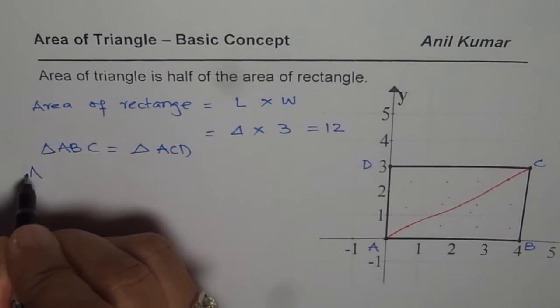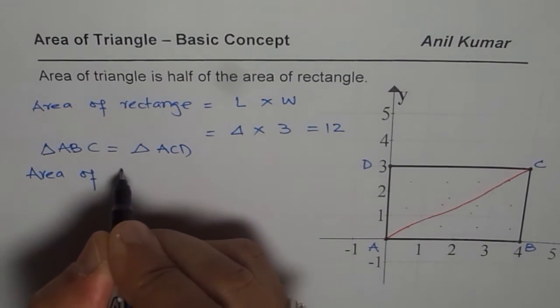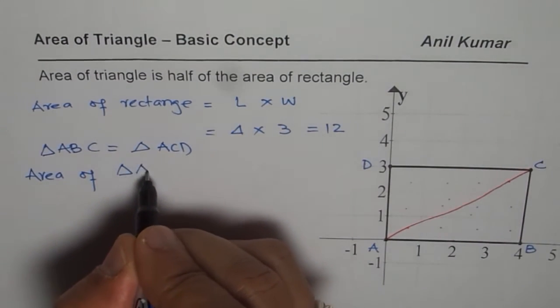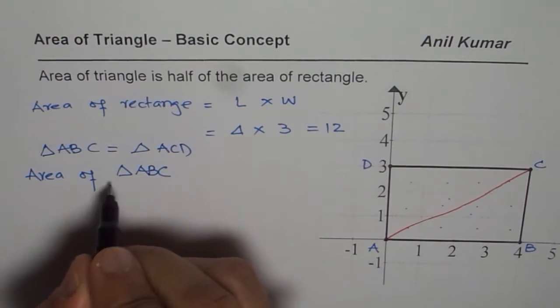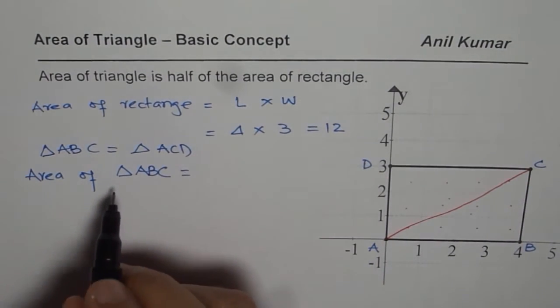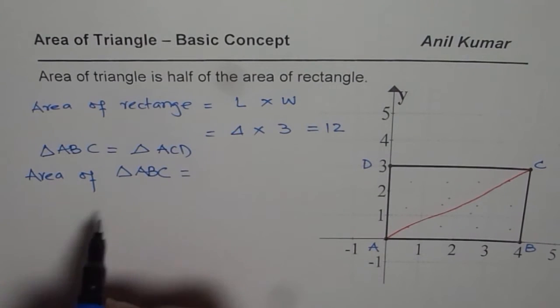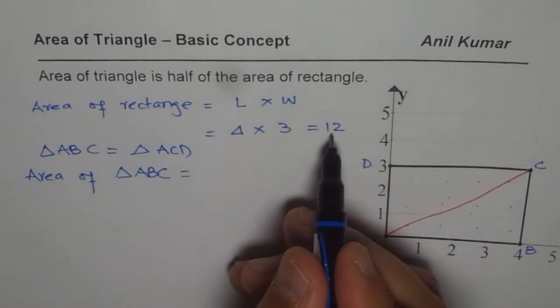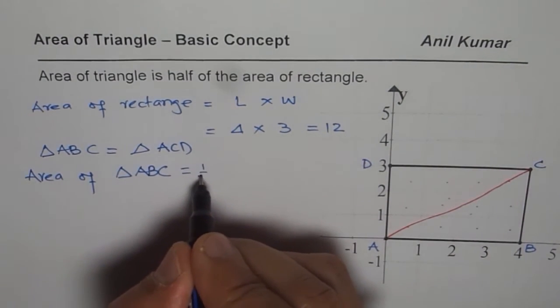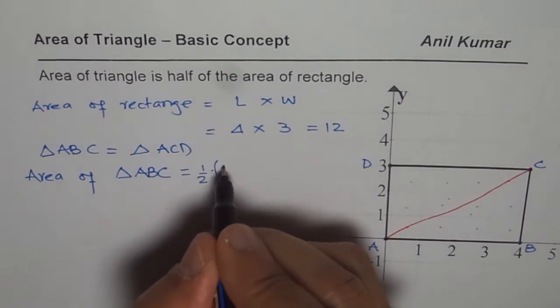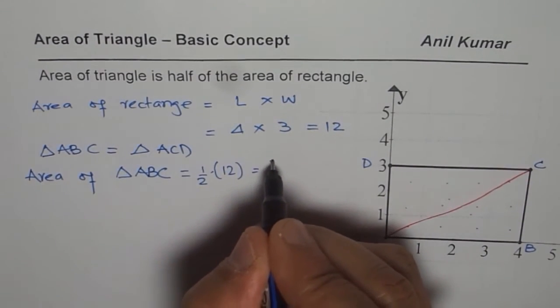So say area of triangle, that's the symbol for triangle ABC. So that's a good symbol. I hope you like that. Okay, area of triangle ABC is how much? It should be half of 12, right? So it should be half of 12. Okay, so half of 12 is 6.